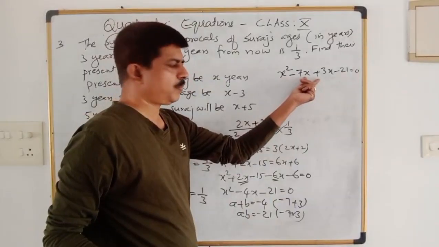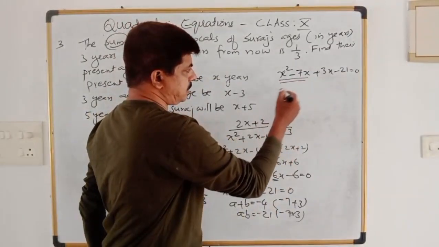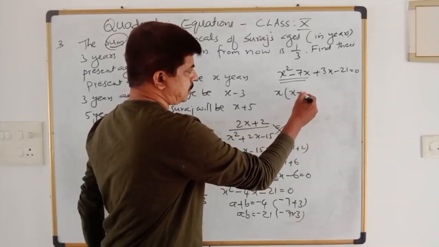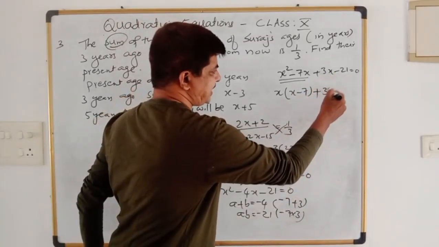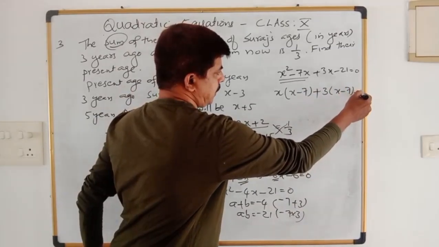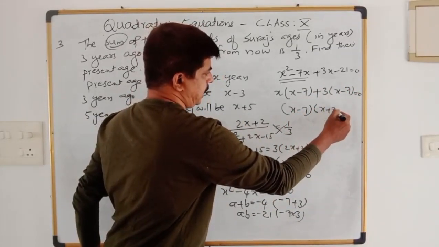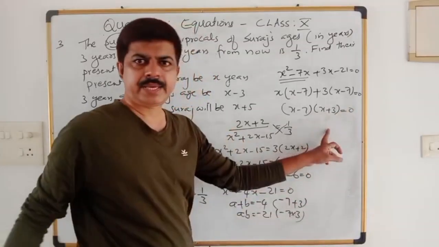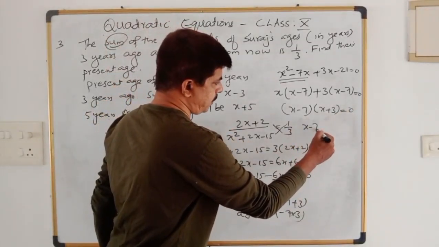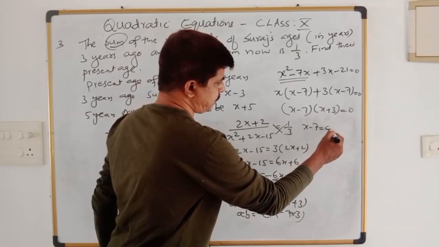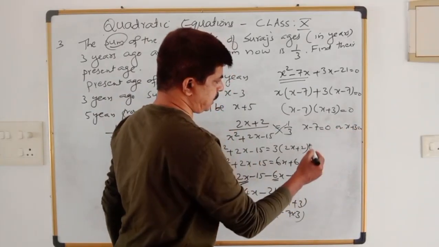So in the grouping method we have to take the common. What is the common in the first two terms? x will be the common. So the non-common is x minus 7. From the third and fourth terms, 3 is the common. Okay, so the factors are x minus 7 and x plus 3 equal to 0. So one of them may be 0: x minus 7 equal to 0 or x plus 3 equal to 0.